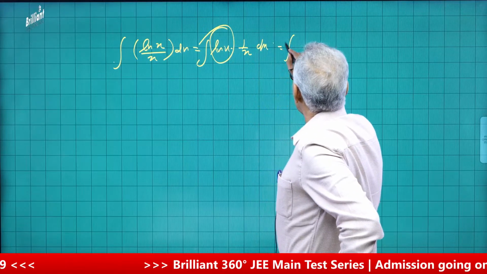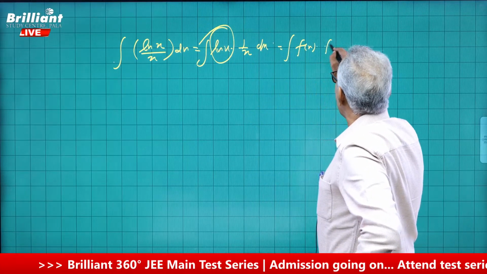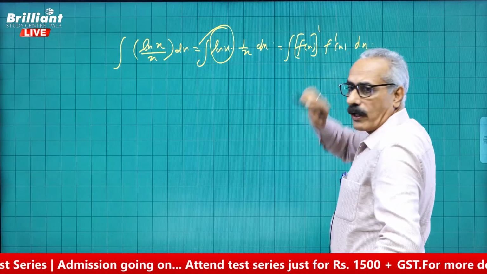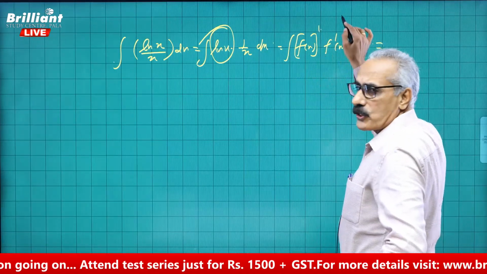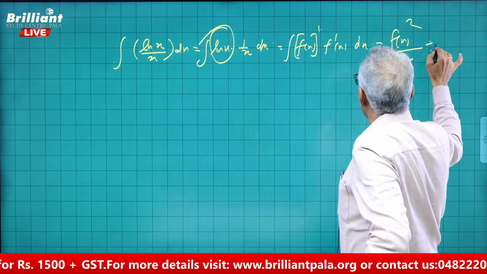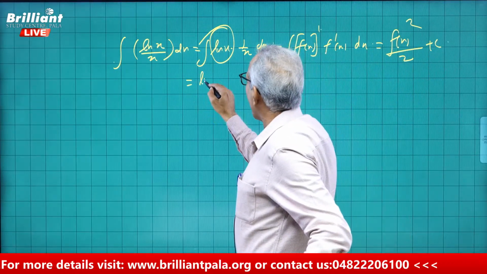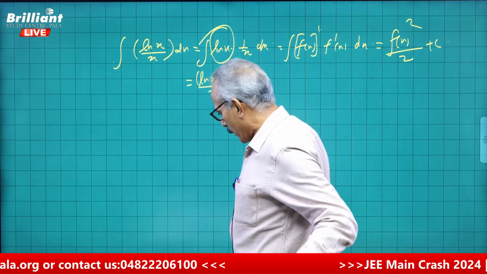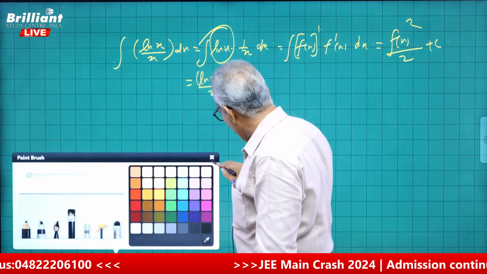Or you can apply this as integral of f of x into f dash x dx. F of x means f x the whole raised to 1. So you can write f x the whole raised to 1 plus 1 by 2. F of x the whole raised to 2 divided by 2 plus c. So this will become logarithm of x whole square by 2 plus c without any substitution.